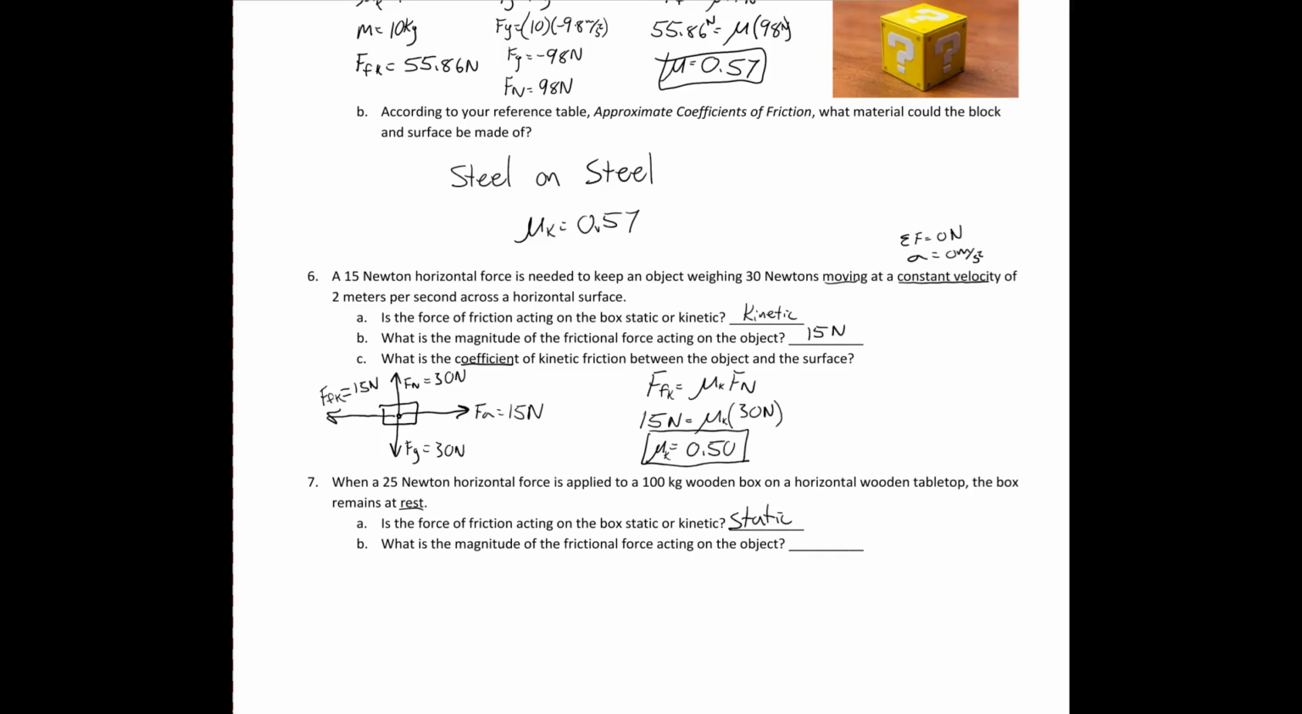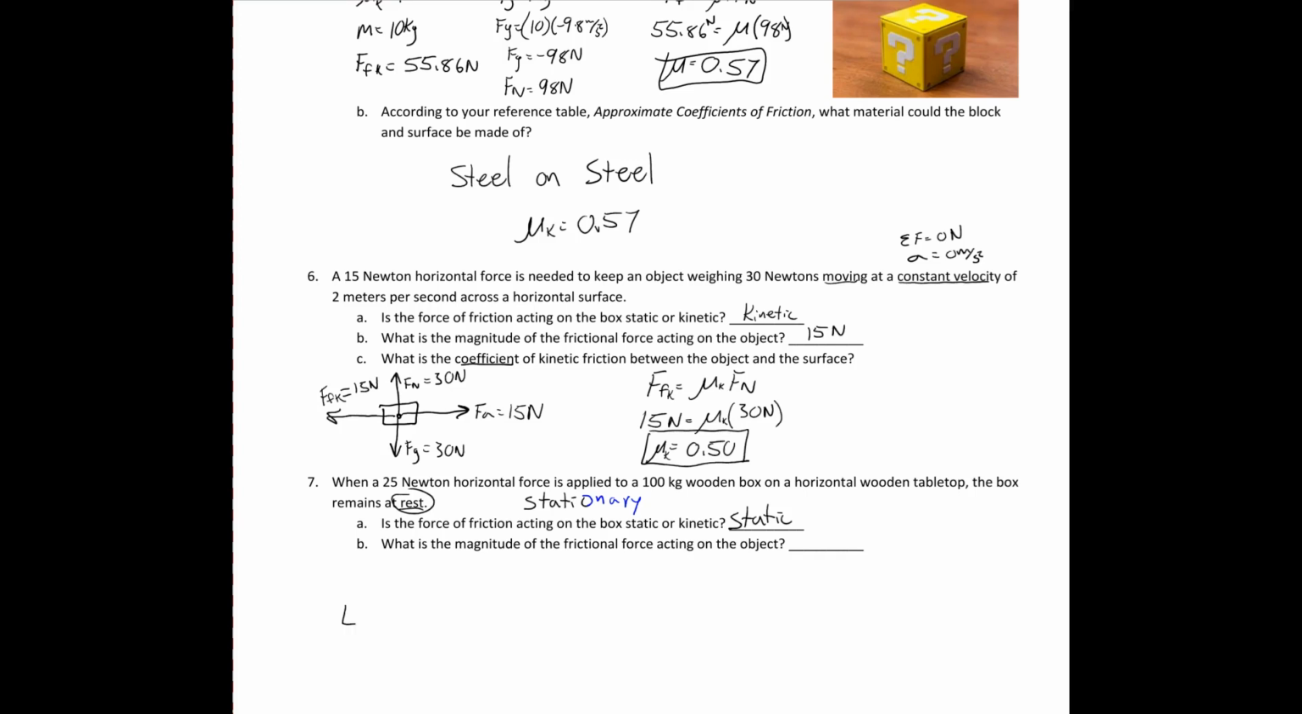The little trick from the last homework was I wrote static like this, and then you could make the C into an O, stationary. Little trick to remember how to do that. So when is it static? When it's stationary. If it's at rest, it's stationary. B, what is the magnitude of the frictional force acting on the object?